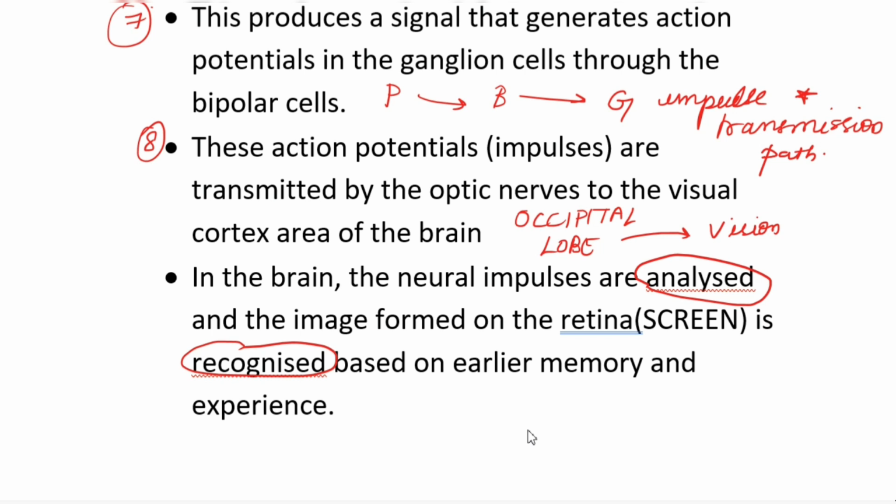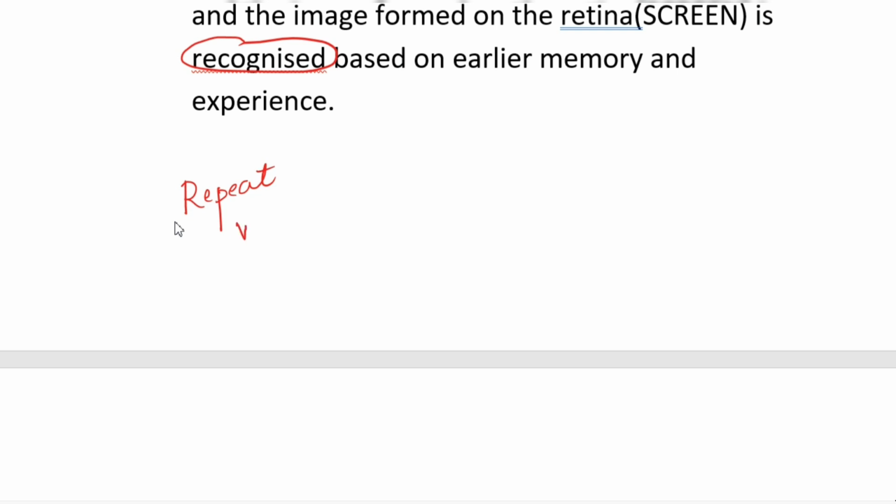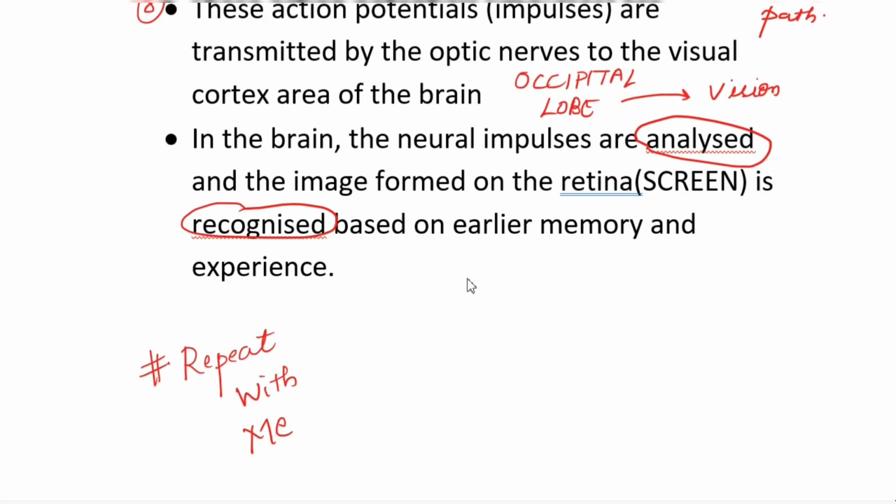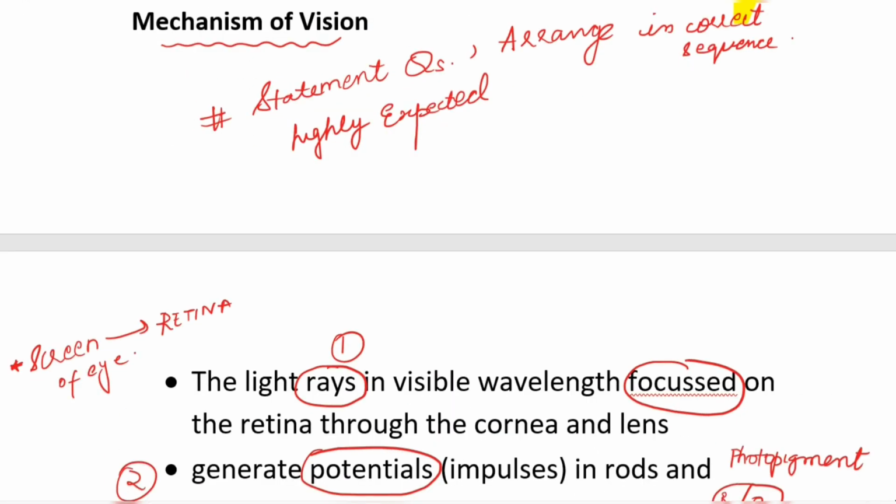So repeat with me the mechanism of vision. First, the light rays is focused onto the cornea where the refraction of light happens because it's entering from one medium to another medium. You've learnt it in physics, right? So from cornea it reaches the lens and it is focused on the retina. This generates action potentials or impulses in the photoreceptor cells. Light then induces dissociation of retinal from opsin, causing a structural change in opsin. So this leads to change in membrane permeability, causing potential difference.